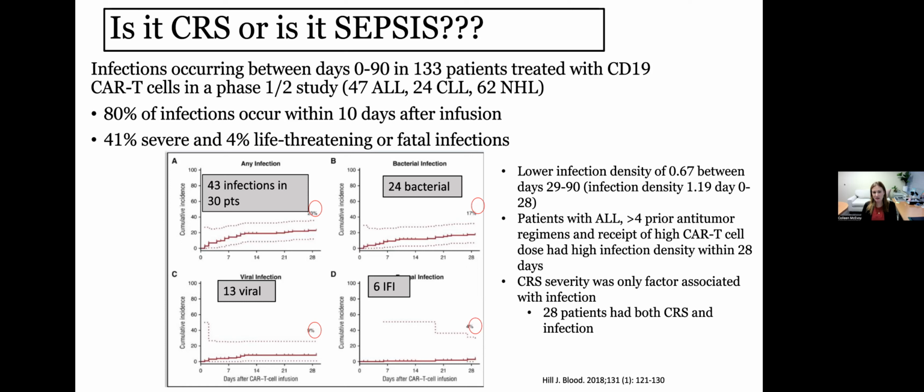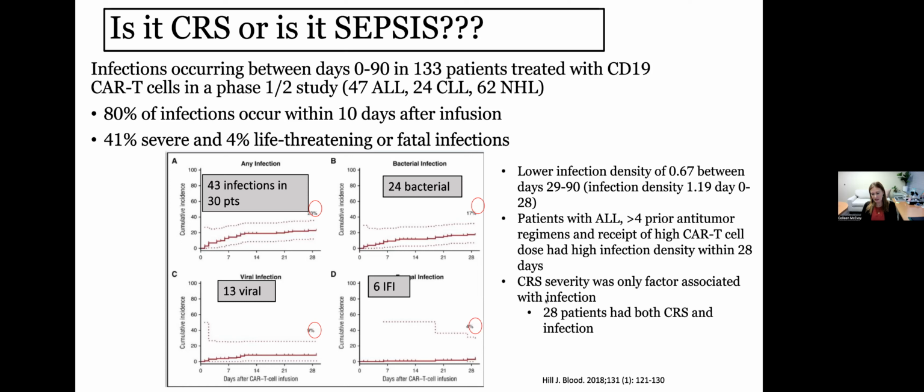We know that if there is an infection, an hour delay of antimicrobials in septic shock increases mortality by 10% per hour. And what we're seeing is that about 40% were severe and 4% had life-threatening or fatal infections. One thing that I find incredibly important to note is that about 4% had invasive fungal infections. It's something we need to really keep in mind, because it's easy to think about covering empirically with our antibiotics, but making sure that we're covering for invasive fungal infections is also key in this patient population.